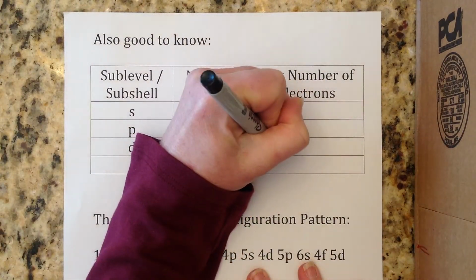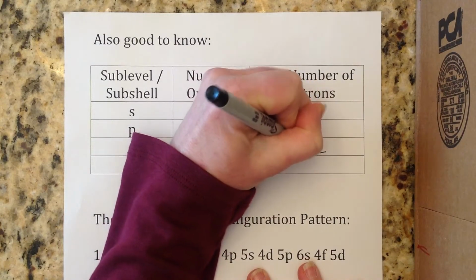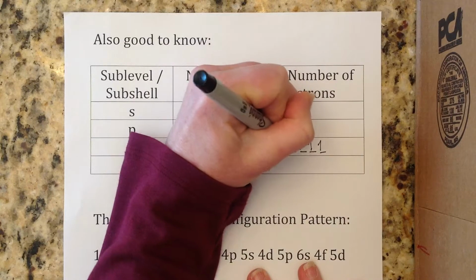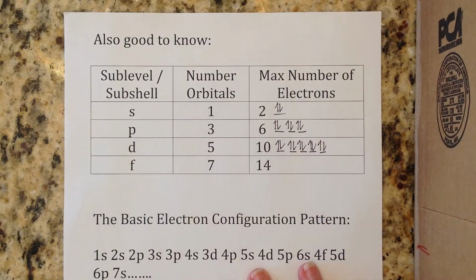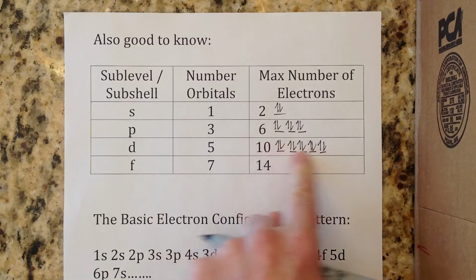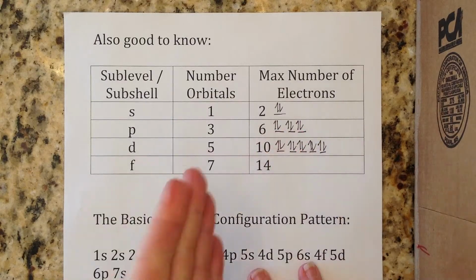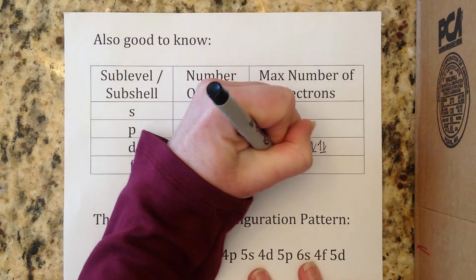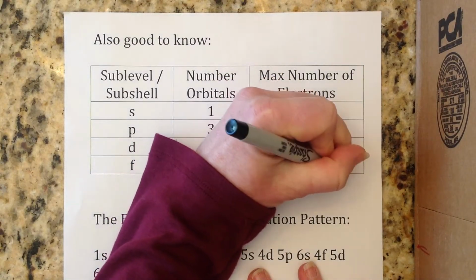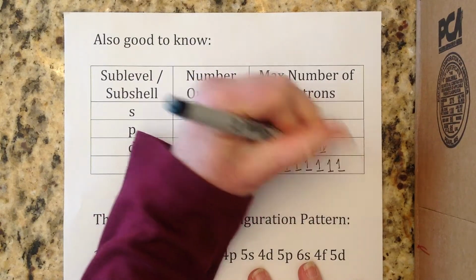D looks like this: 1, 2, 3, 4, 5 orbitals with 1, 2, 3, 4, 5, 6, 7, 8, 9, 10 electrons. You'll notice I'm using Hund's rule as I fill these electrons into these orbitals. You put 1 electron in each before you go back and double up. And again, you can catch that on a quantum number video later. And then we have F, with 7 orbitals, 1, 2, 3, 4, 5, 6, 7, and a total of 14 electrons.